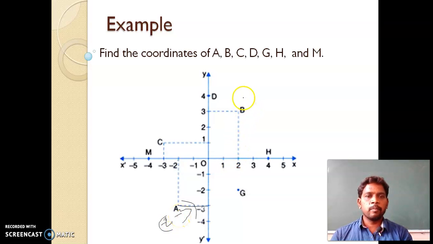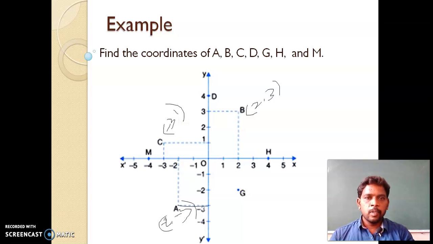And next the coordinates of B, right? So the coordinates of B is nothing but, so this is 3 and this is y. In the x-axis 2 is there. So the x value 2, that is abscissa 2, and y is 3 here. So 2 comma 3, right? So that is the coordinate of B. Similarly next C. So C is here. So here in the x-axis minus 3 and y-axis 1. So the point is minus 3 comma 1. So minus 3 comma 1, that is the point.